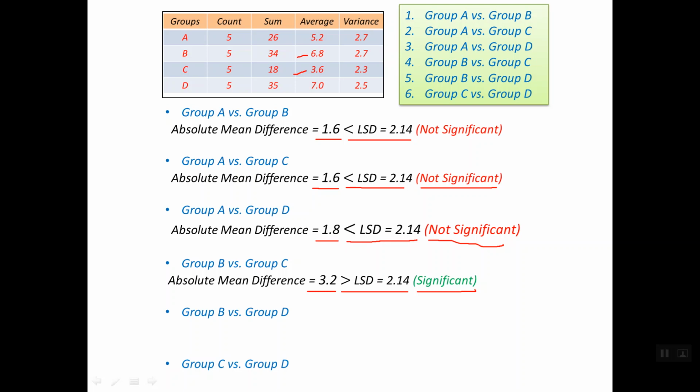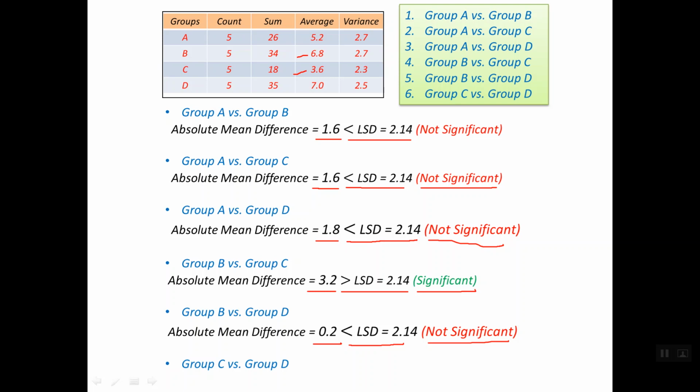So right now, we find one significant difference between two means. Let's check for the fifth pair, which is between group B and group D. The difference is 0.2, which is less than 2.14. So we don't have a significance between the mean of group B and the mean of group D, which means that the two means are the same.